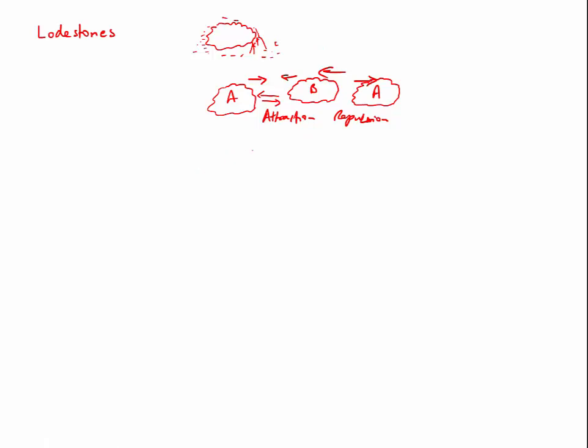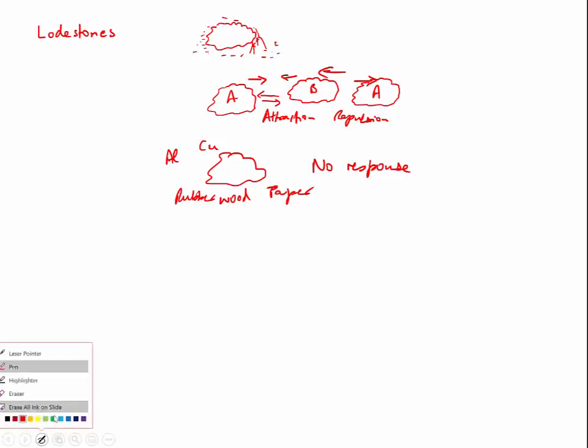And then there were other materials. So if I have a lodestone here and I got paper, if I've got wood, I've got, let's say, rubber, and even some metals like aluminum, copper, etc., there was no response, no attraction, no repulsion. Okay? So right away, we can see that there are three properties here.